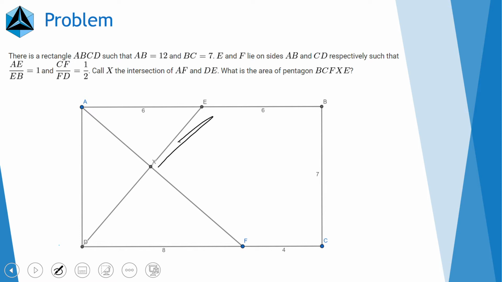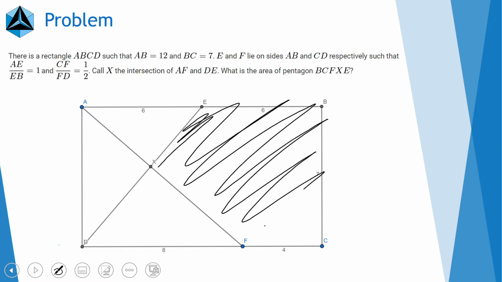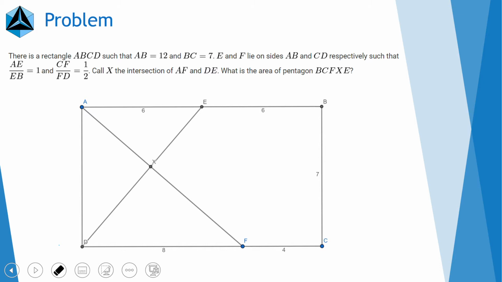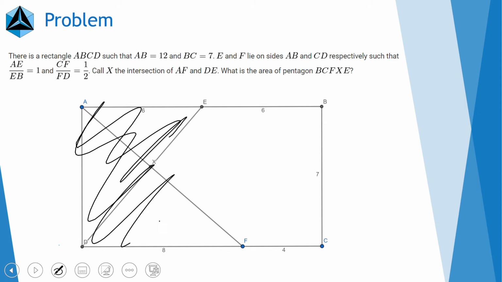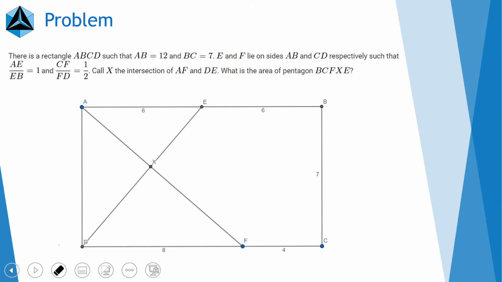So we want to find the area of this pentagon right here. But finding the area of pentagons is kind of weird. So we want to do something called complementary counting here, which is finding the area of this portion instead, and then subtracting that from the area of the whole rectangle. Well, how can we find the area of that black portion?